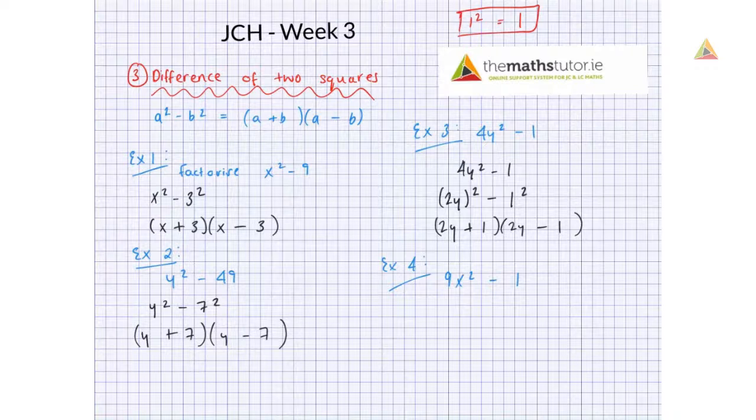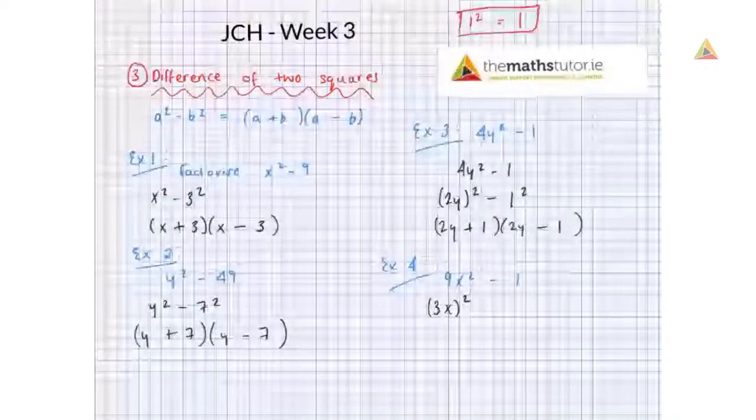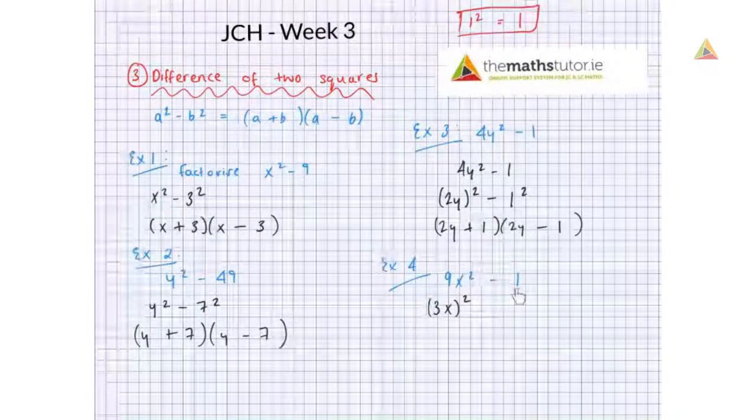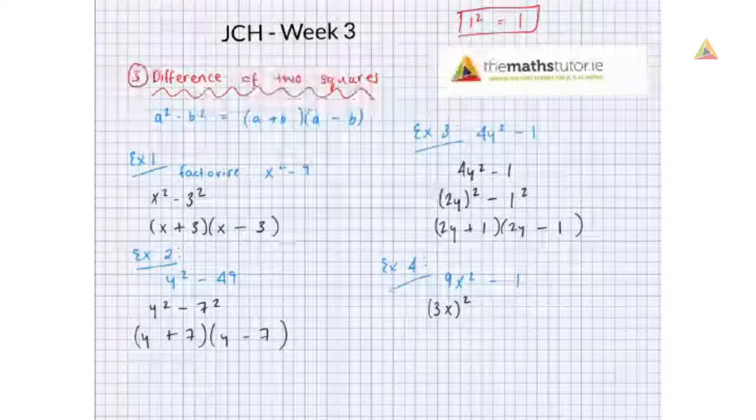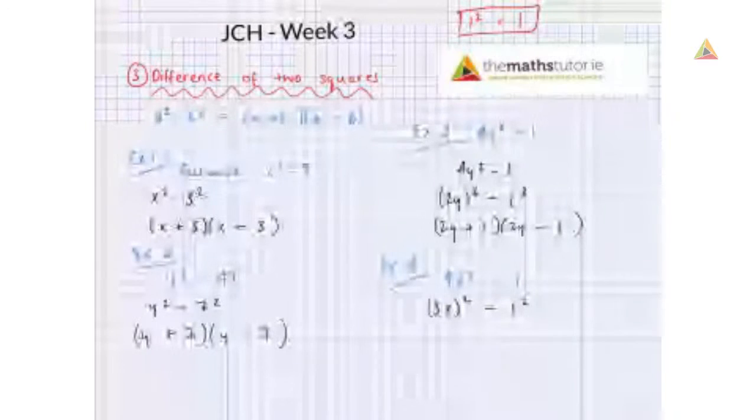So we can rewrite 9x squared like so. We can put 3x in brackets and square it. If you square 3, you get 9. If you square x, you get x squared. And again, 1 squared gives you 1. So I can rewrite it as 3x squared minus 1 squared.